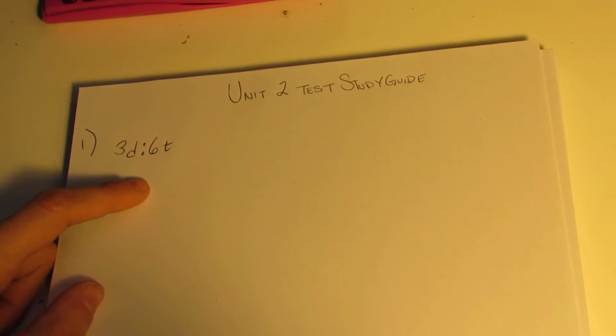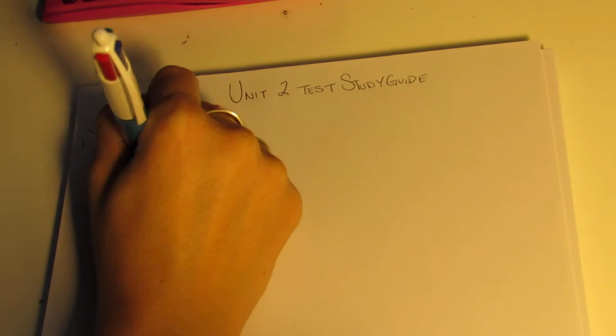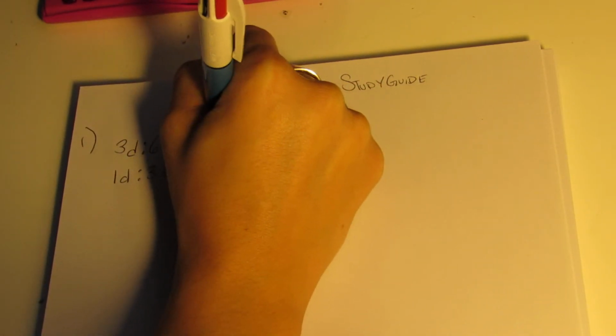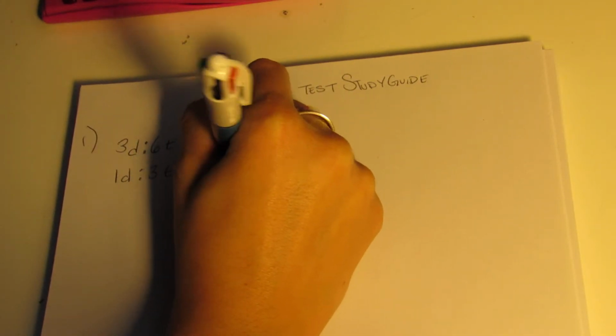However, the question does say you need to write in simplest form. So 3 to 6 can simplify to 1 dog for every 3 turtles. Okay? So you can just find the greatest common factor of 3 and 6. We can also write that as a fraction, which is how you'll always see me write it. 3D over 6 turtles. 3 dogs over 6 turtles, or 3 dogs to 6 turtles, simplifying to 1/3.